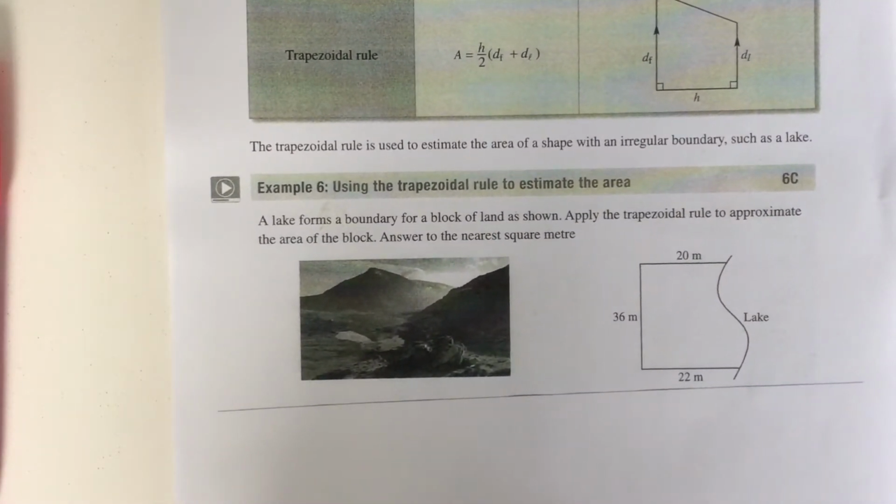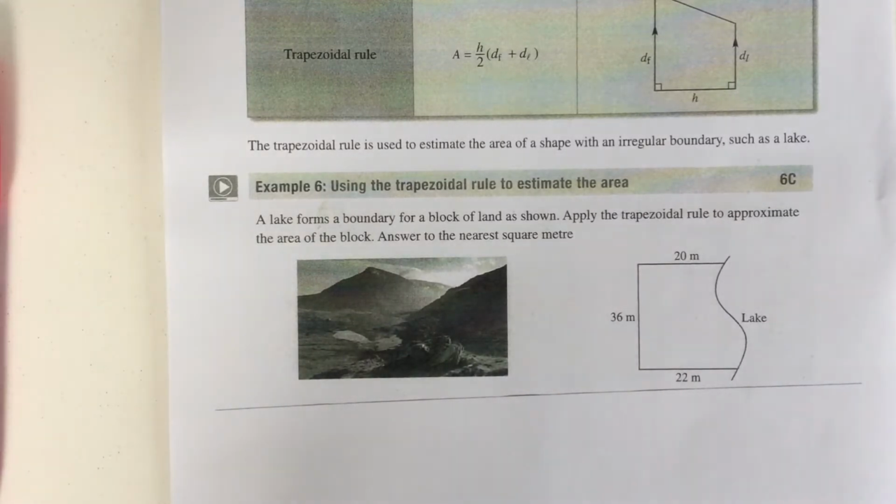Okay, you can see here, it's used once again for land, lakes, that type of thing. We've got here a lake forming a boundary for a block of land. So the lake is the curvy line. We can't get an exact answer, so this will be an approximate answer. Answer to the nearest square metre.